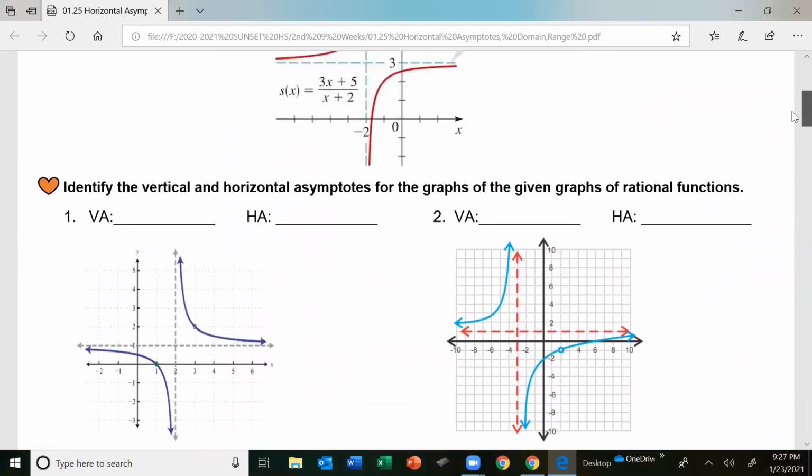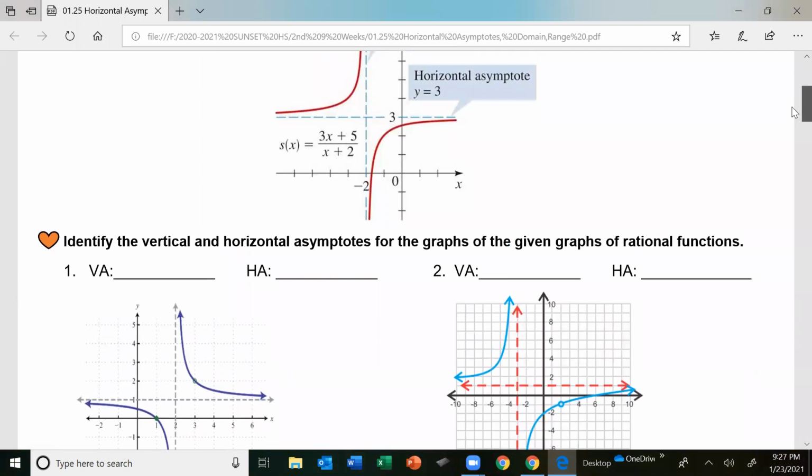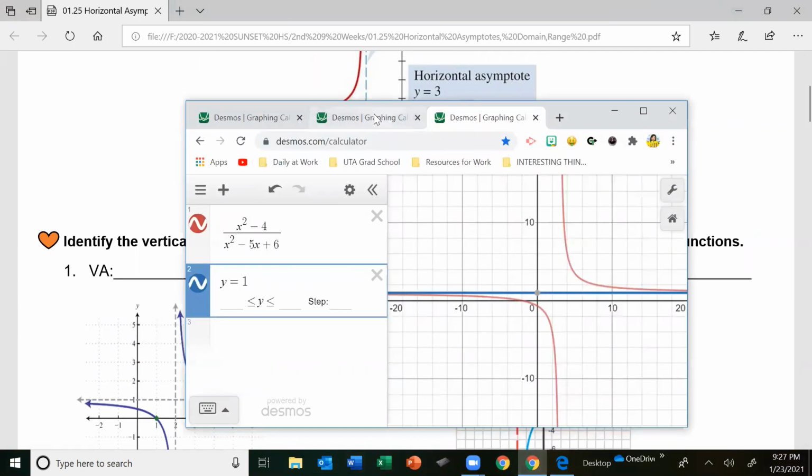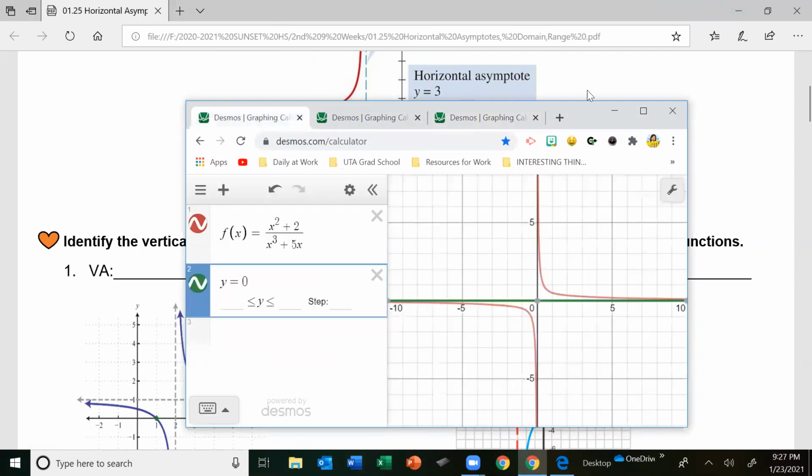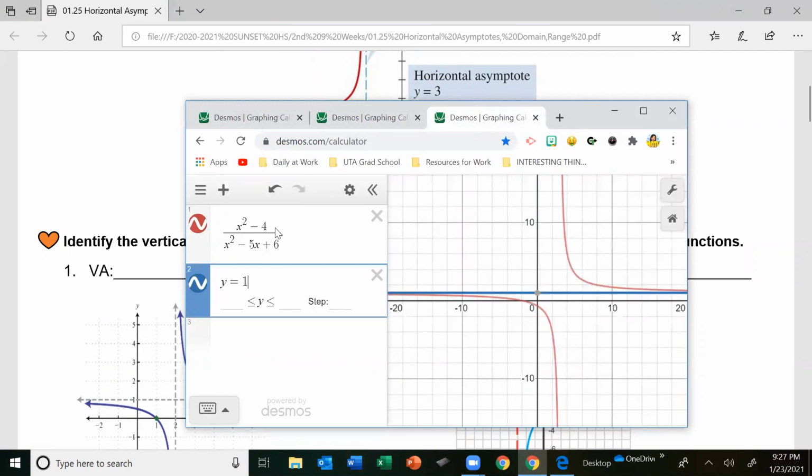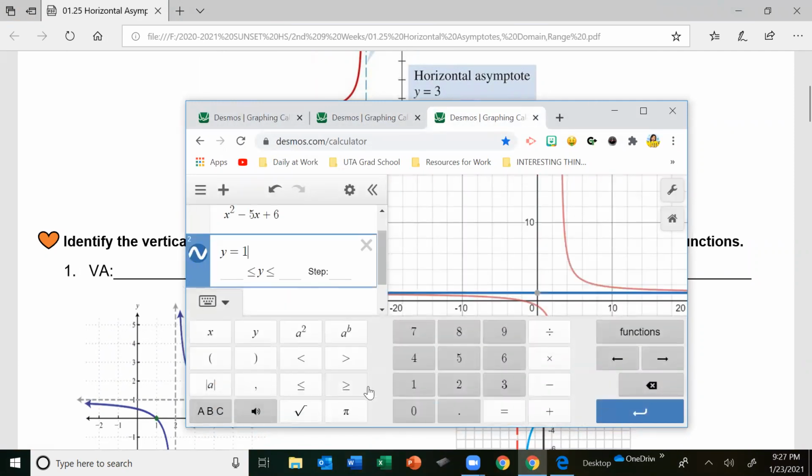Okay, there we go. When in doubt, make sure to go to your trusted friend, the Desmos calculator. Remember to grab Desmos, like using the keyboard right here, so it can give you all the functions, okay? That's including the fraction, the x squared. You can find all kinds of functions right here.